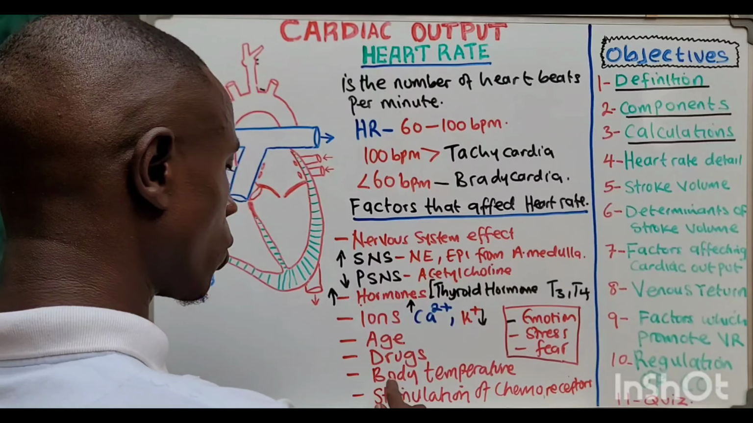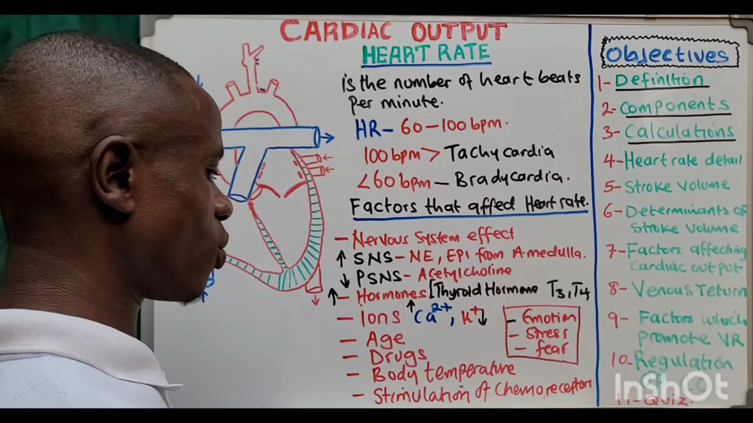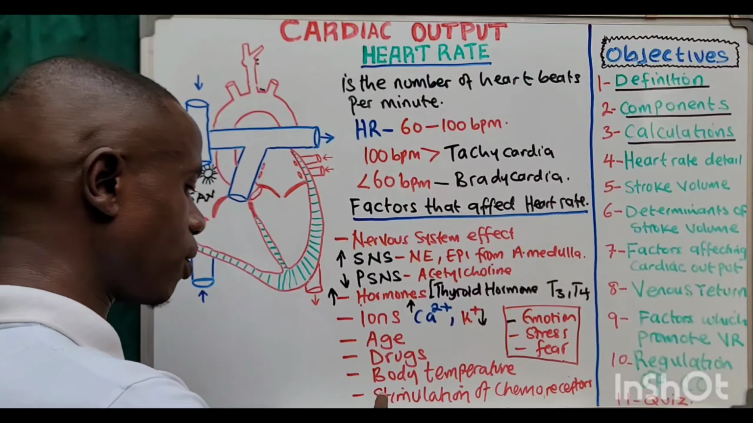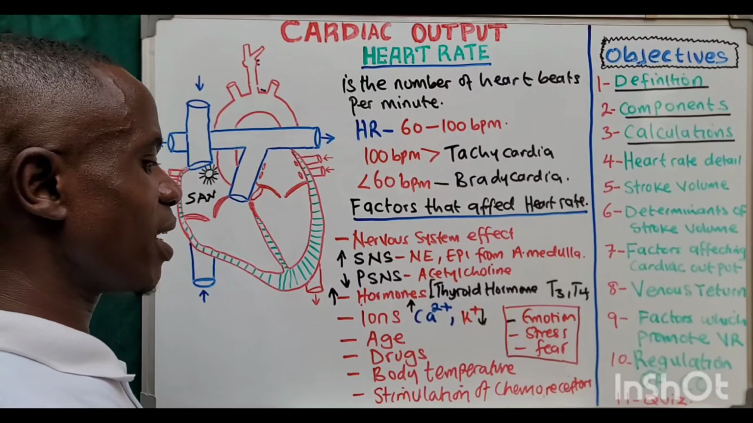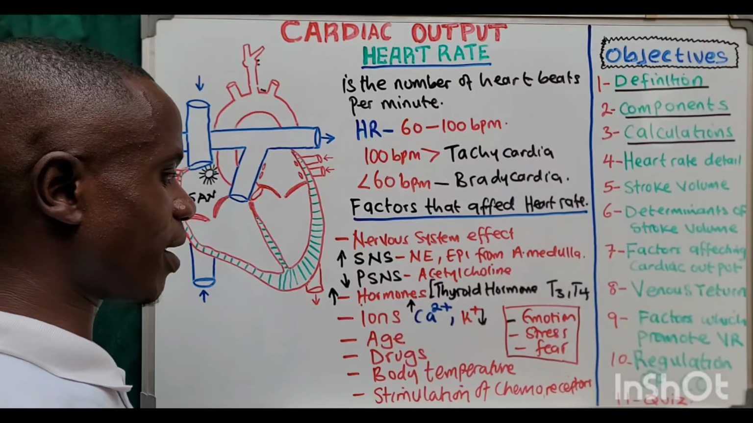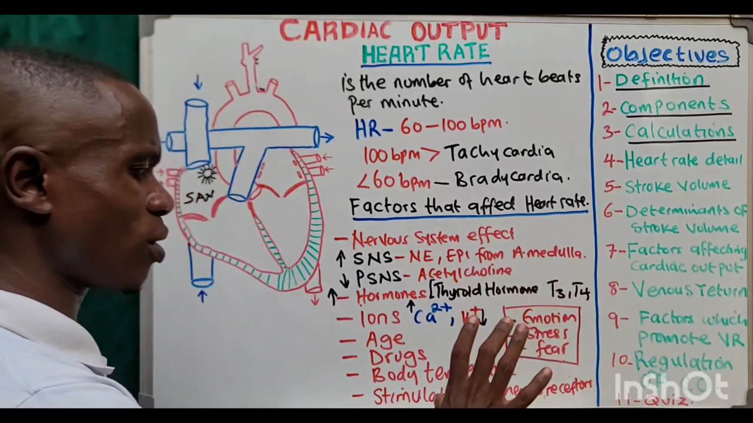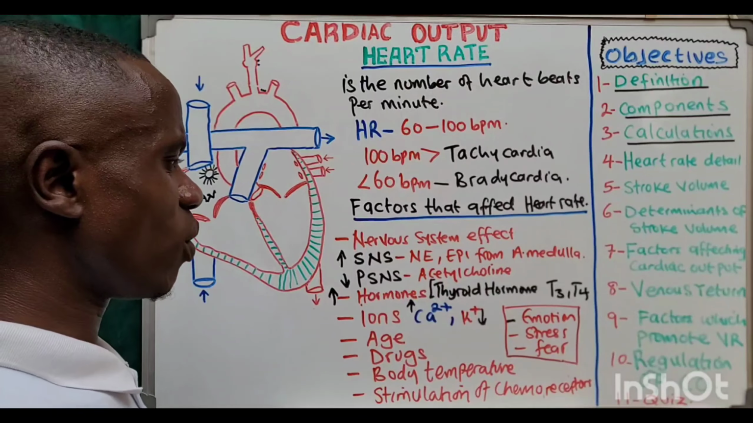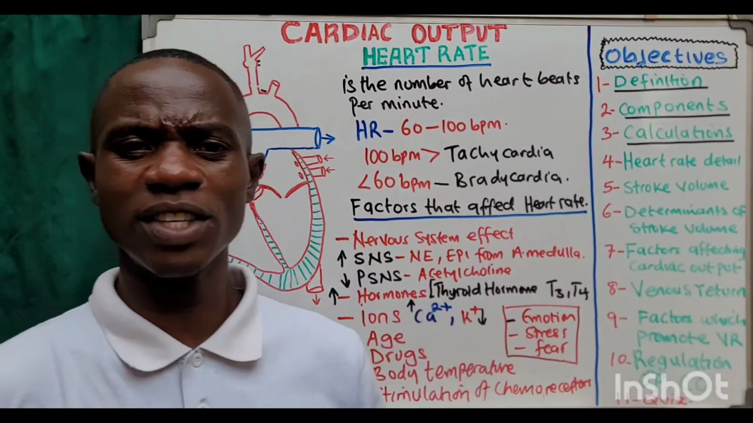We also talked about how an increase in body temperature can significantly increase the heart rate. And stimulation of the chemoreceptors on the carotid sinus can also, to a lesser extent, increase the heart rate. Anything like emotional stress or fear can also have a positive influence, an increase in heart rate. That briefly covers heart rate.